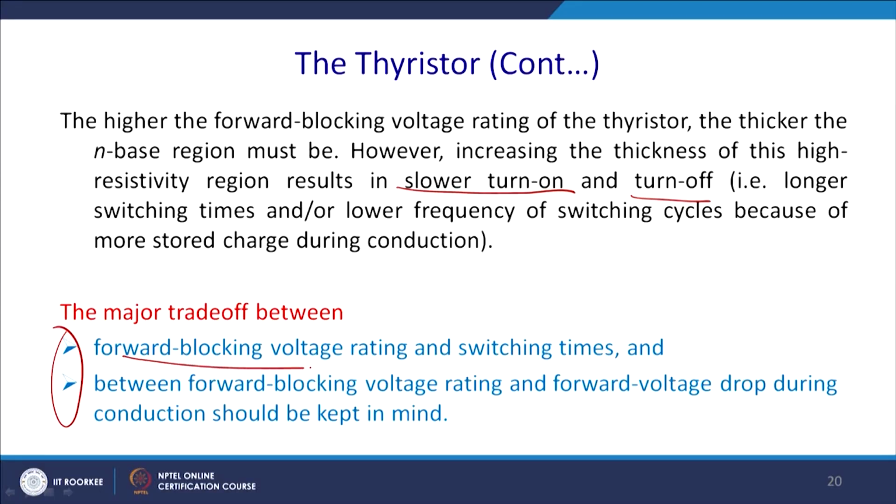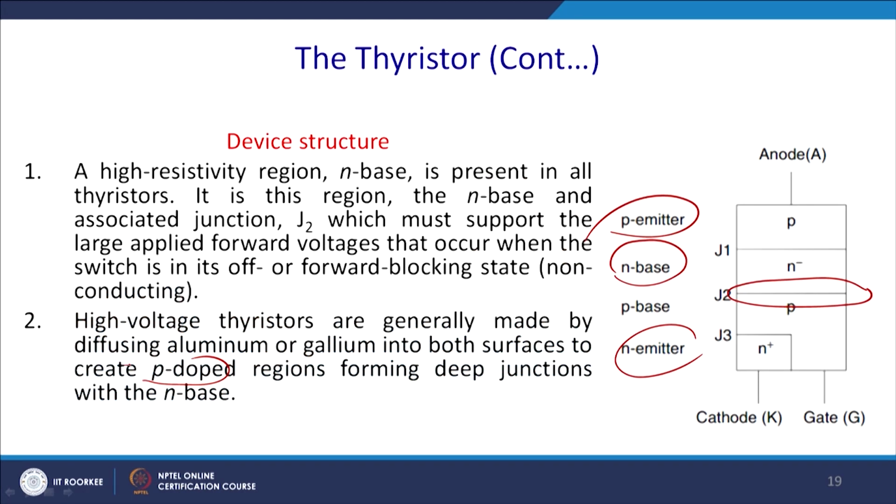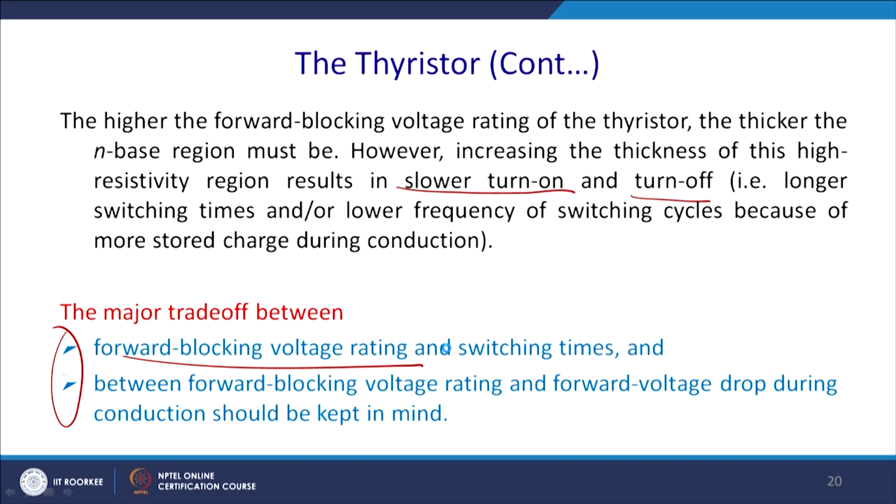So, if the thyristor has a high forward blocking voltage, generally it is a slower device, and the switching time will be slow. The trade-off between forward blocking voltage rating and the forward voltage drop during conduction should be kept in mind. Since high voltage thyristors are generally made with aluminum and gallium diffused surfaces, that gives a higher voltage blocking capability, but it also increases the on state conduction losses or the resistance of the device. So, we have to trade it off. For this reason we require to choose a suitable device.